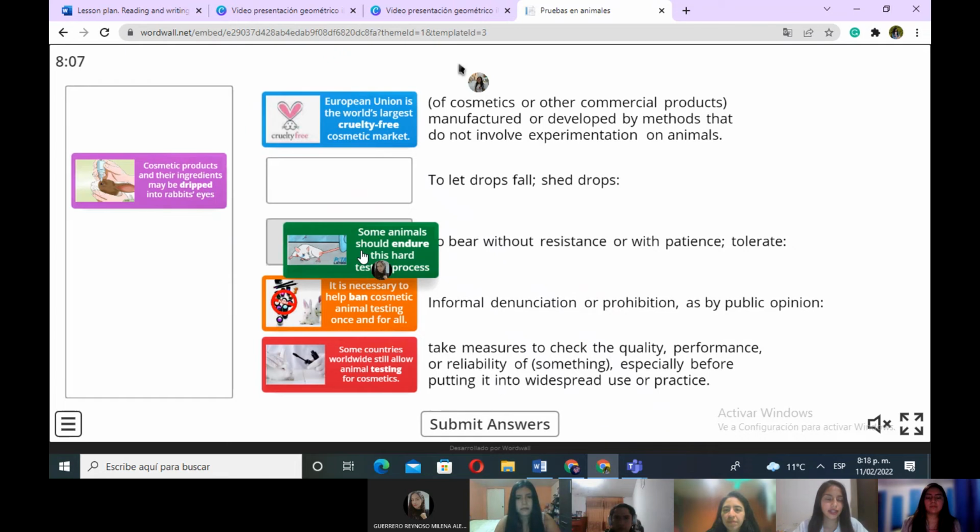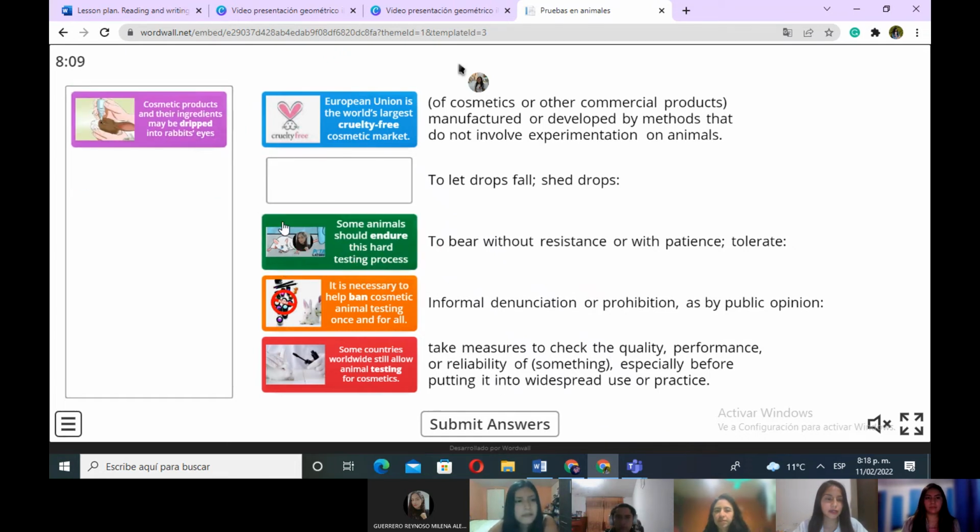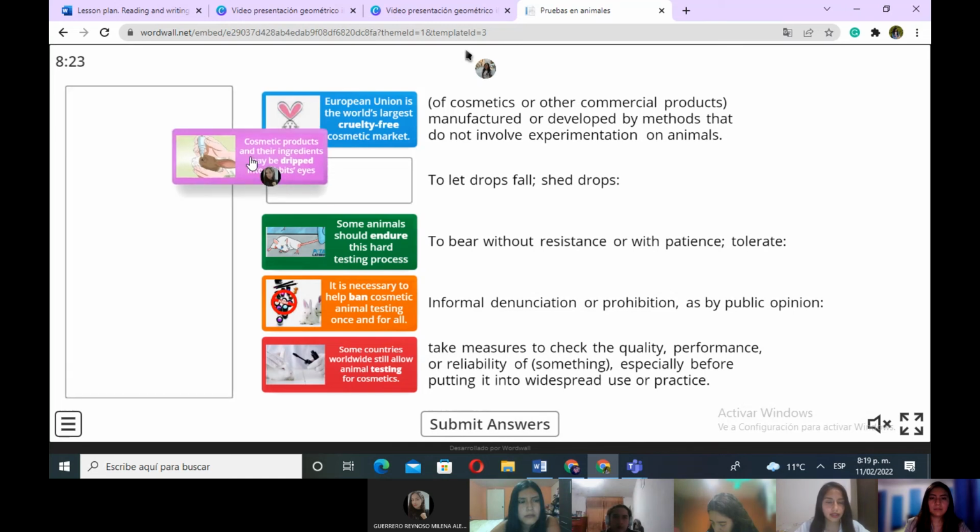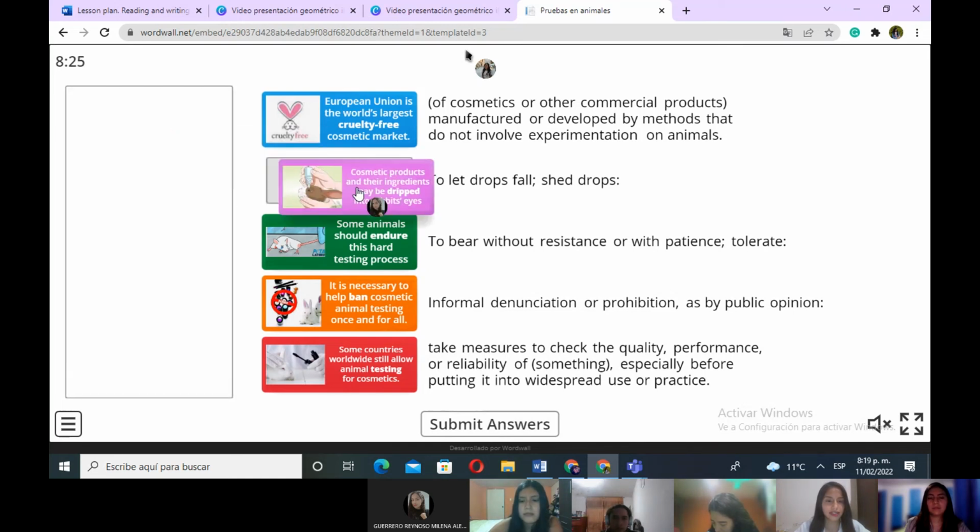So here we have the last one, right? The missing words. Tell me, Raul, it says cosmetic products and their ingredients may be dripped into rabbits' eyes. What is the meaning of dripped? To let drops fall, to drop. Okay, thank you so much, guys.